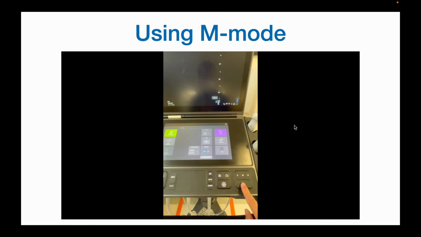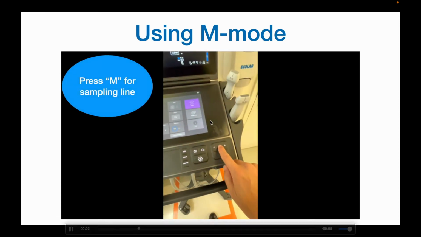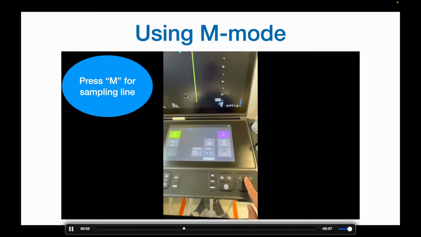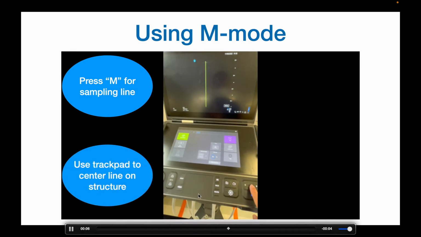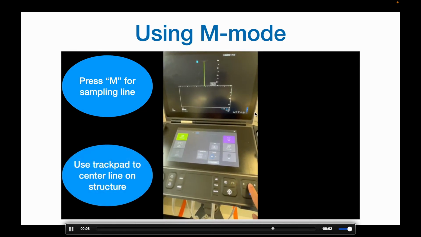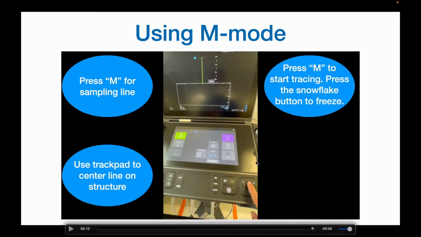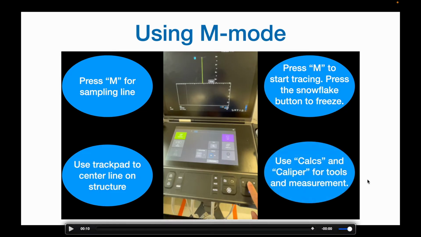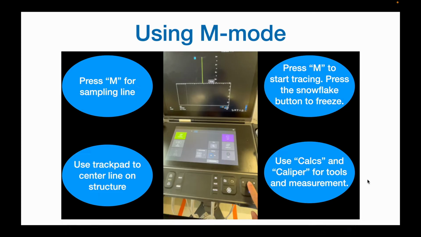First, you want to find that M mode button, press it once to get the sampling line right here. Then you want to use this trackpad to center the line on the structure of interest. And by pressing M mode again, you actually start to get the tracing. And you'll want to hit this snowflake button to freeze the image so that you can better assess the tracing in front of you, as well as use the calculations packages and the caliper for measurements.